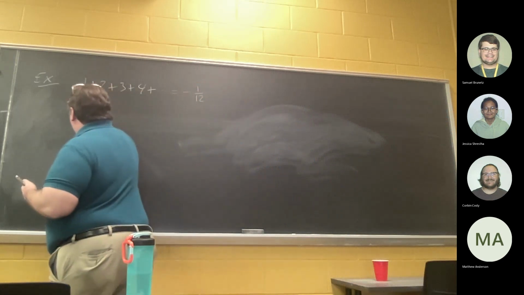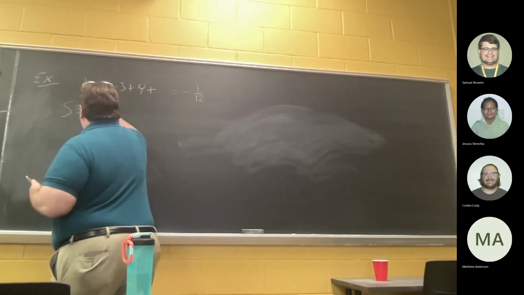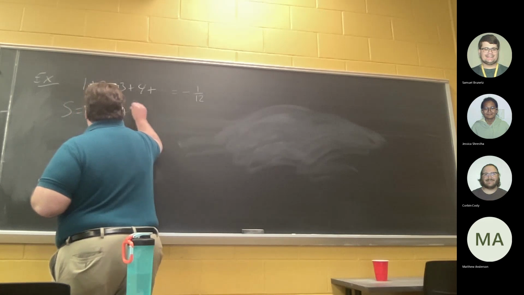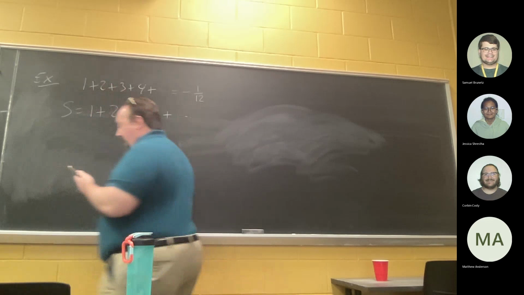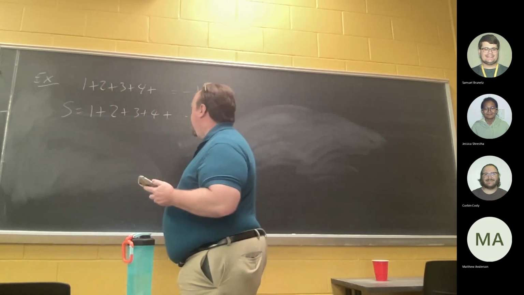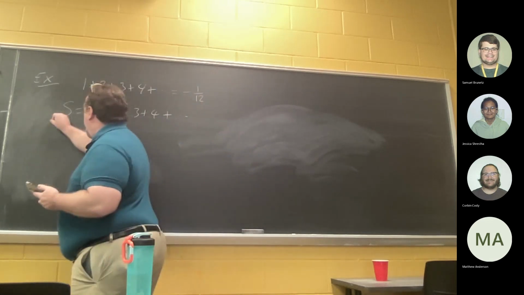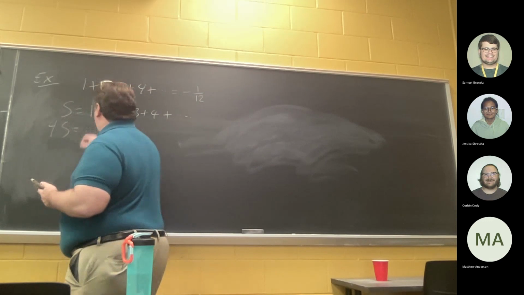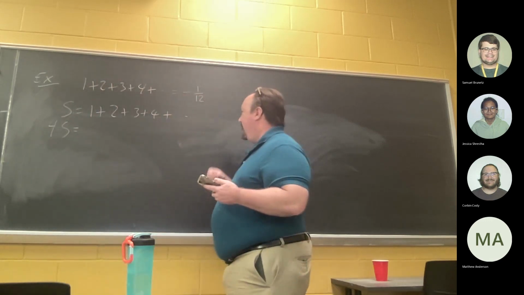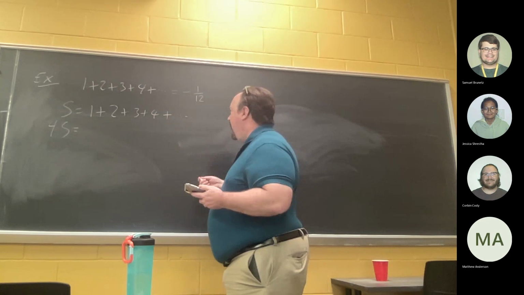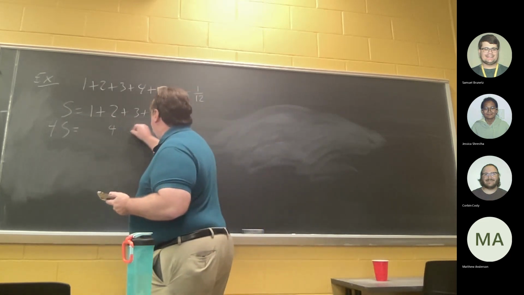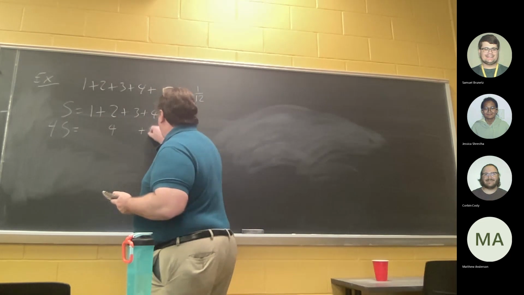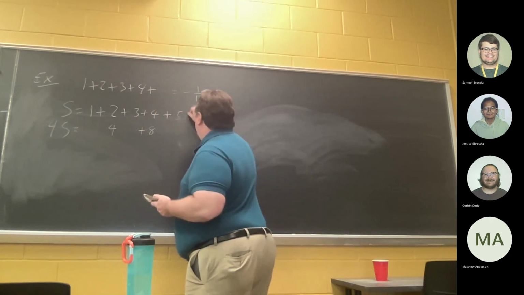So what I'm going to do, I can define S to be this sum. So then 4S would be 4 plus 8 plus 12, etc., the multiples of 4. But I'm going to write them underneath the even numbers.